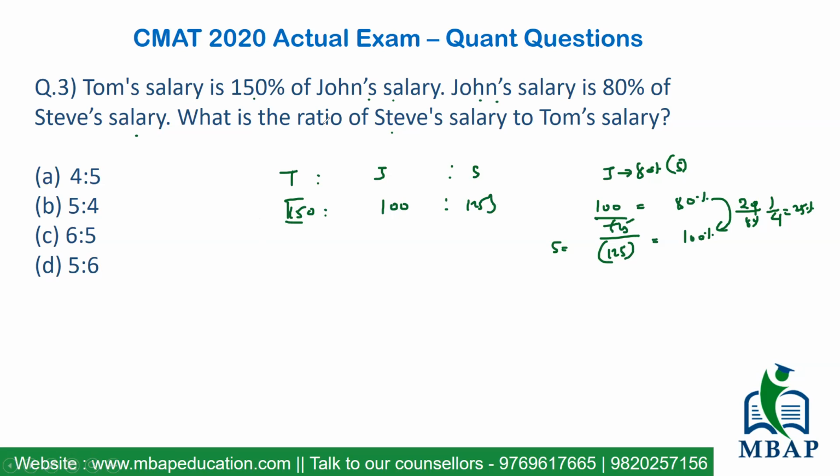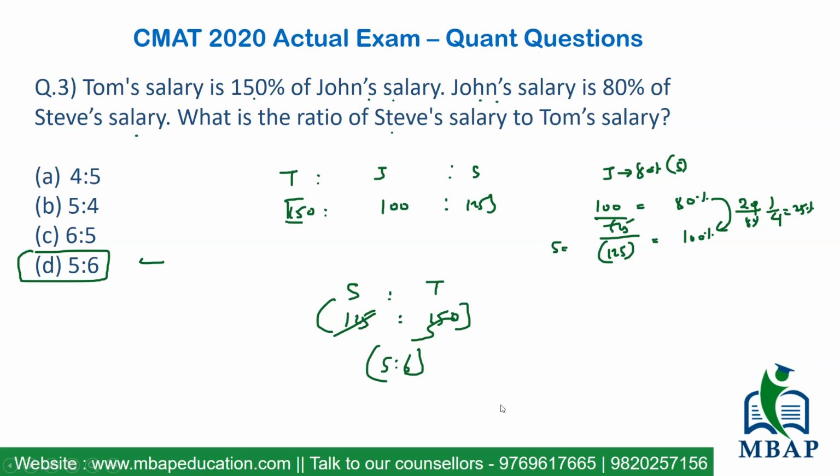Now look at the question which has been given to you. The question is to find the ratio of Steve's salary to Tom's salary. Steve is on 125 and Tom is basically on 150. If you take out the ratio of these values, it's basically in the ratio of 5:6. And hence, the answer for this given question will become option number D, which is 5:6. Very easily we have tackled this question well.